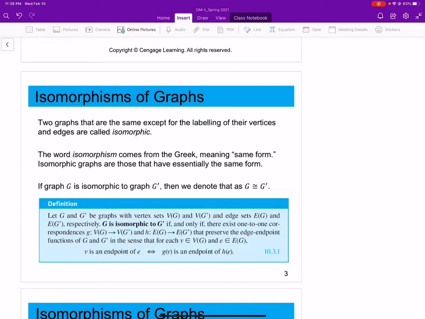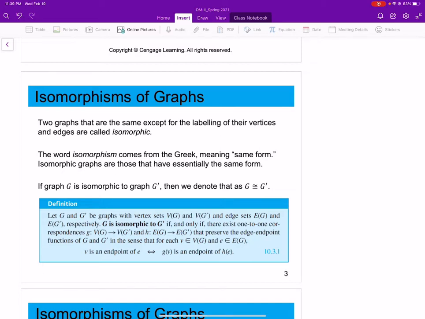Let's say you are given a graph, graph A, and you are given graph B. If these two are isomorphic, that means you don't have two graphs. You have only one graph. The problem is that one graph is labeled in a different way than the other graph. So that's the purpose of learning isomorphism of graphs.